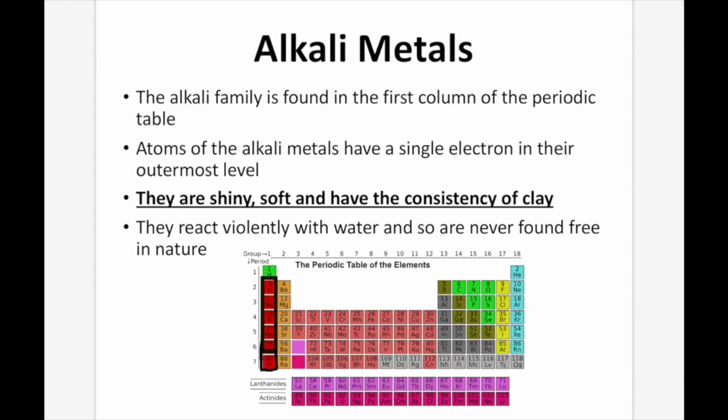Alkali metals. The alkali family, these are the ones I was talking about before, are found in the first column of the periodic table underneath hydrogen. Atoms of the alkali family have a single electron in their outermost orbit. They are shiny, soft, and have the consistency of clay, and they react violently with water, and so are never found free in nature. Because if they were found free in nature, they would react violently with the water that's already in the air. Once they react, they wouldn't be found free in nature anymore.